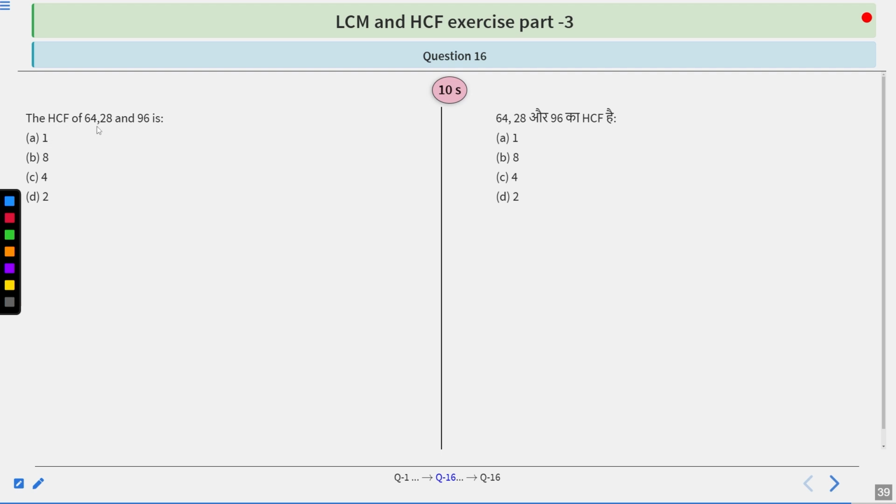The HCF of 64, 28 and 96 is, options are 1, 8, 4 and 2. And I'm giving you 10 seconds to find which one of them is correct. After that, I will do the solution.